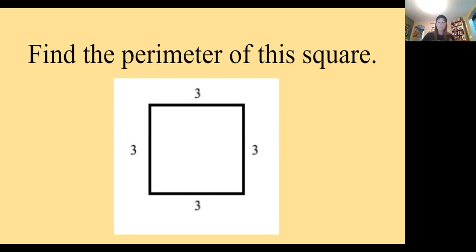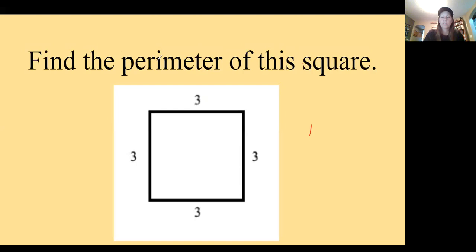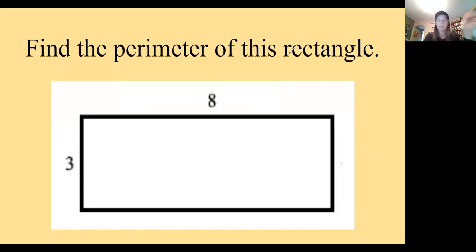So if you're going to find the perimeter of this square, you're going to do 3 plus 3 plus 3 plus 3. So what is 3 plus 3 plus 3 plus 3? 12 units. The answer is 12 units. Another way that you could solve this is by doing 3 times 4 because you have 4 threes. 3 plus 3 plus 3 plus 3. You have 4 threes. So you're going to do 3 times 4 to get 12, which is the answer, 12 units.